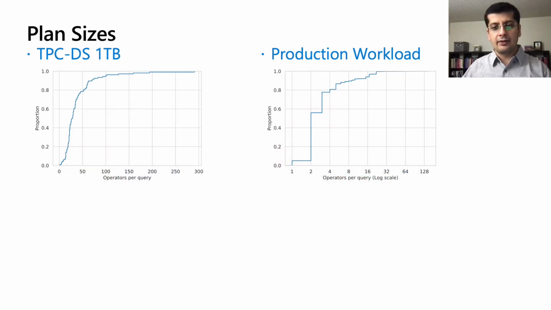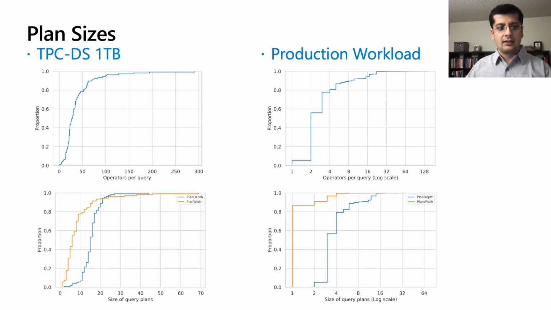Now let us look at query plan sizes. Plans in the TPC-DS benchmark are big. 20% of queries have more than 50 operators. In production workload, 20% of queries have more than 4 operators. In TPC-DS, plan depth is more than 10 for 90% of queries, while in production workload, plan depth is more than 10 for 10% of queries. We have shared the detailed analysis of production workloads in our full paper.